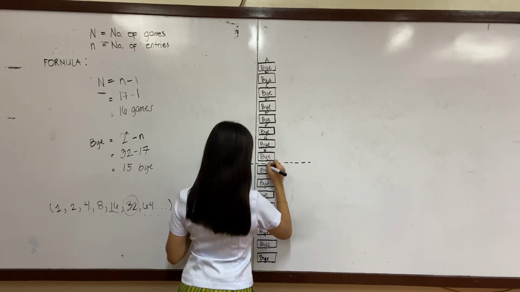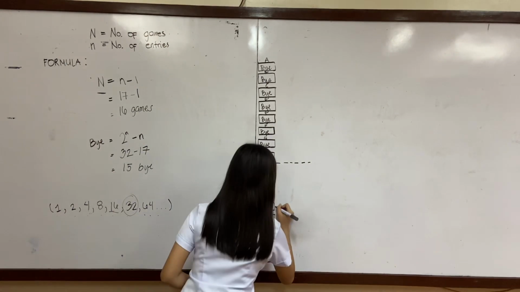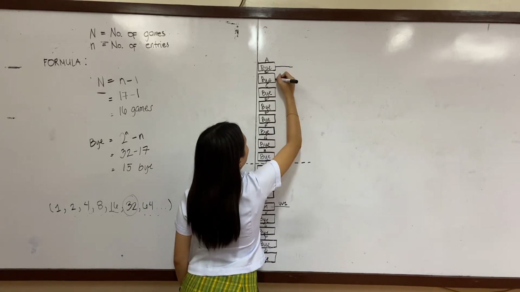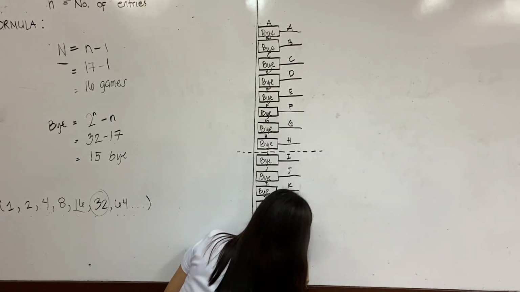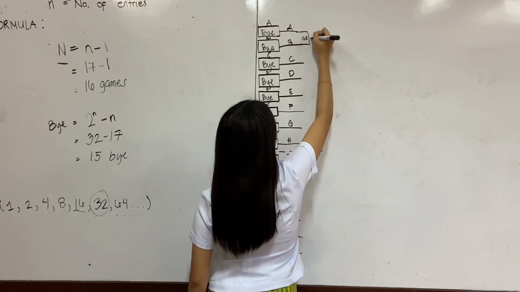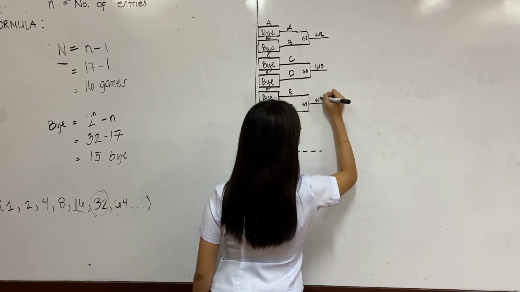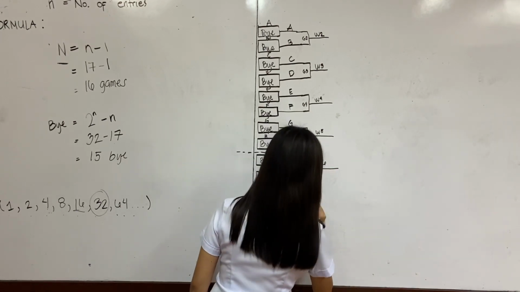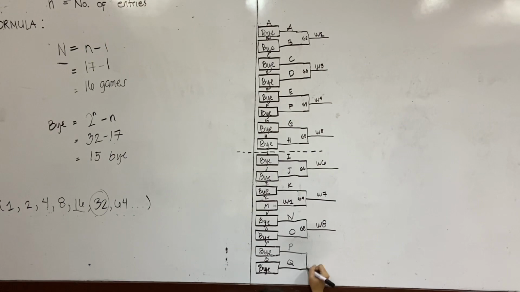It's from A to Q. Since L and M are not waiting, they will be the first game, and other entries that are waiting will proceed to the next round. For the second game, A versus B, third game, C versus D, fourth game, E versus F, fifth game, G versus H, sixth game, I versus J, seventh game, K versus winner 1, eighth game, N versus O, for the ninth game, P versus Q.